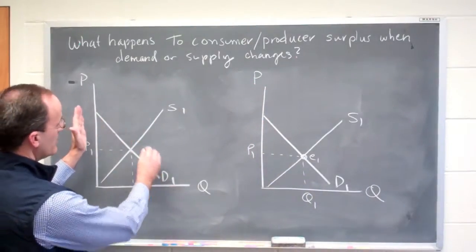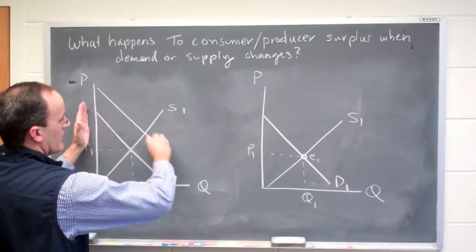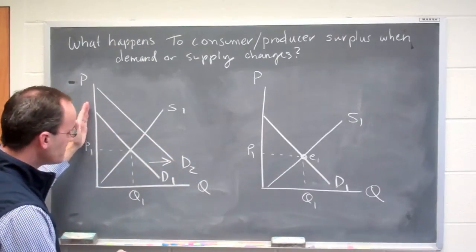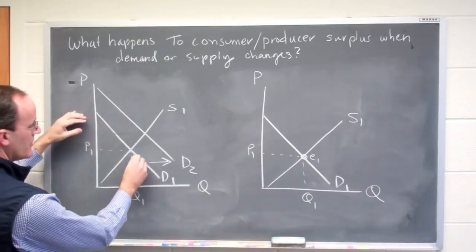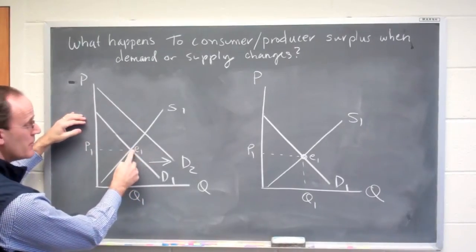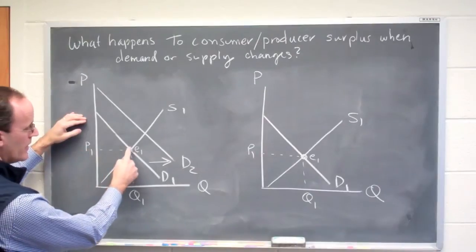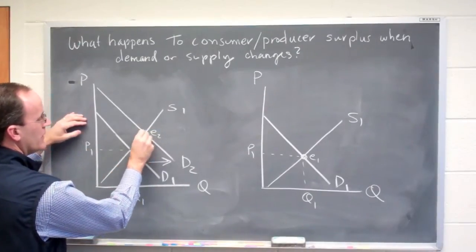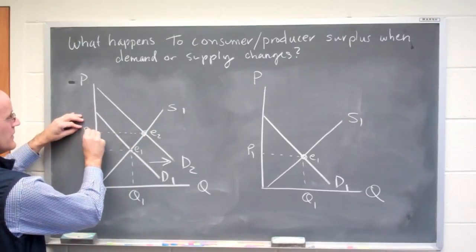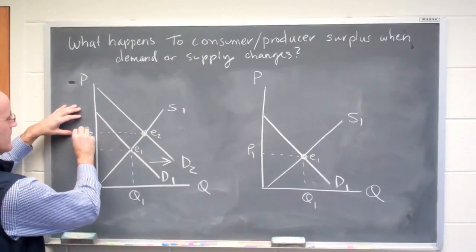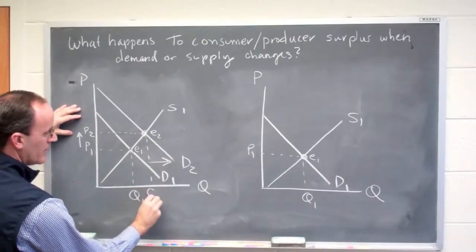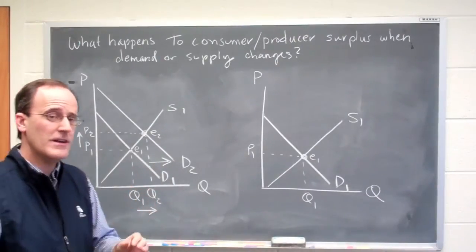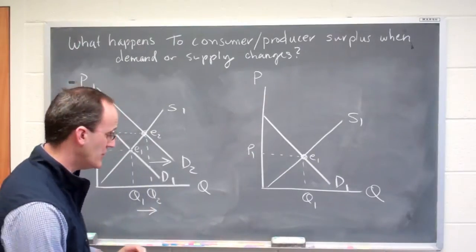So what I'm going to do is shift the demand curve out from D1 to D2. In doing so, you can see right here that we would move from this first equilibrium E1, where the price is P1 and the quantity is Q1, to a new equilibrium called E2. This will result in a higher price, and it will also result in a greater amount of production. The question is, how does that influence consumer and producer surplus?